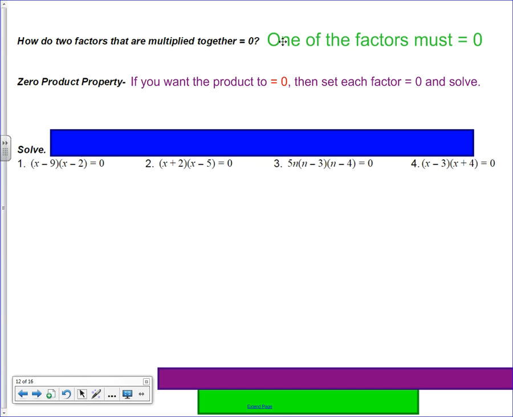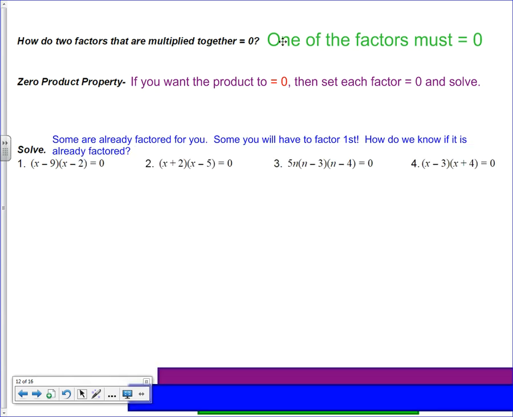Now this part where it says solve right here, I don't need you to write it. We're just going to talk about it. You're going to see here, some are already factored for you, and some of you will have to factor first. How do we know if it's already factored? The parentheses. Do you see how the whole first row is all parentheses already? That has already been factored for you, which means it's going to be much easier. Okay, that's a good thing.